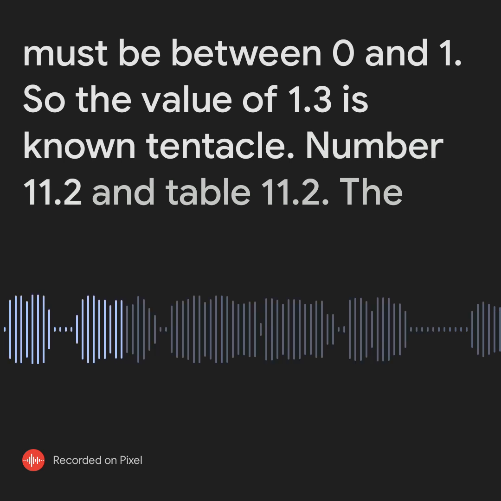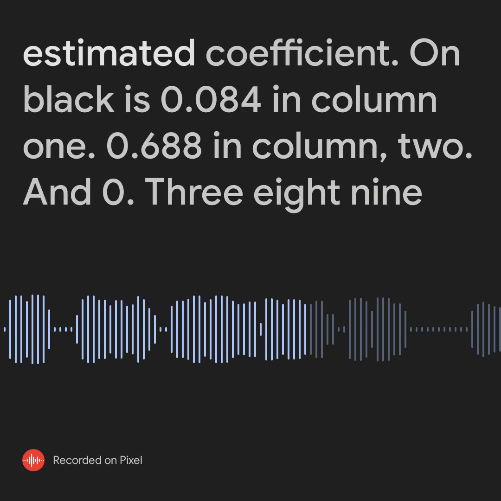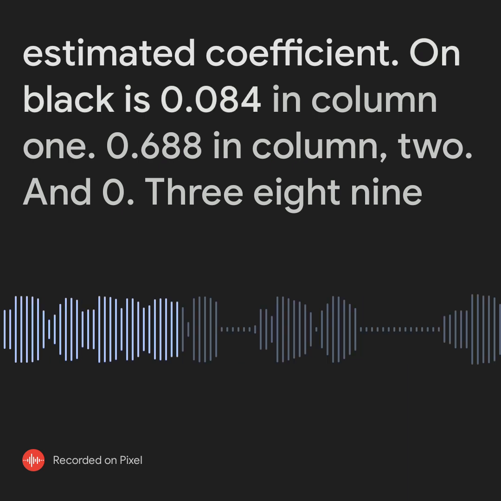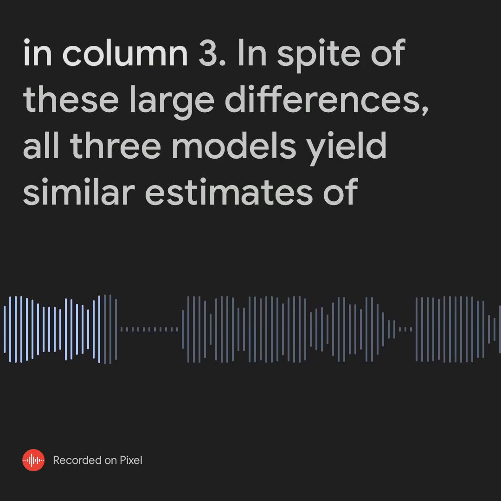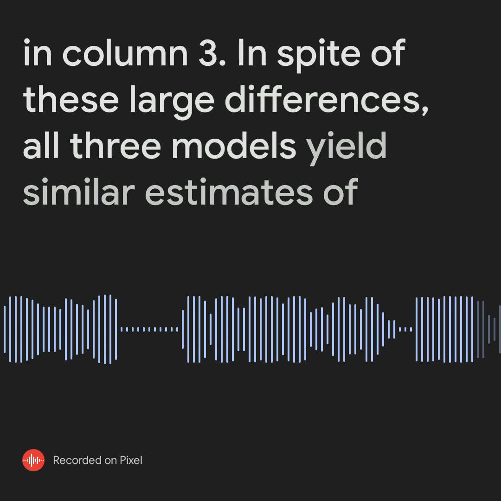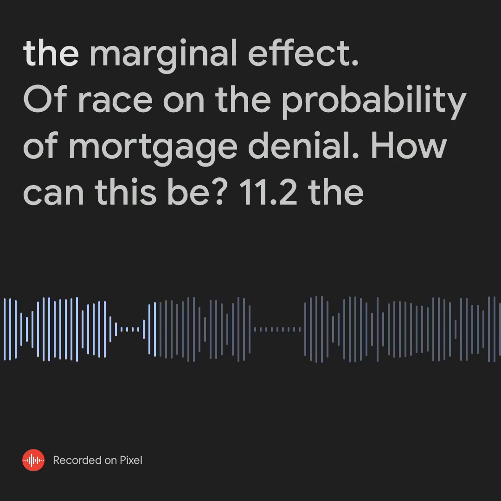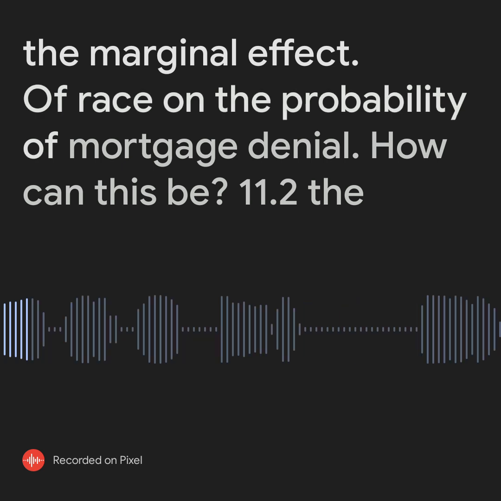Number 11.2. In table 11.2, the estimated coefficient on black is 0.084 in column 1, 0.688 in column 2, and 0.389 in column 3. In spite of these large differences, all three models yield similar estimates of the marginal effect of race on the probability of mortgage denial. How can this be?